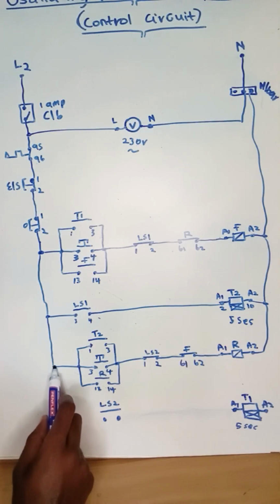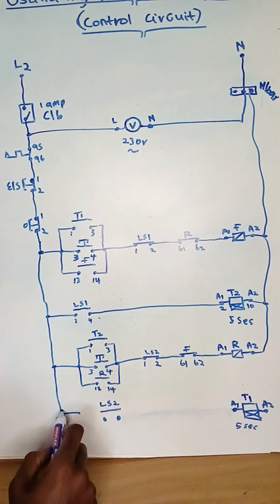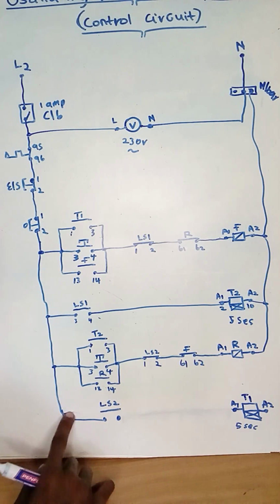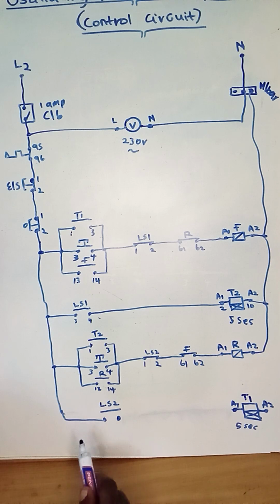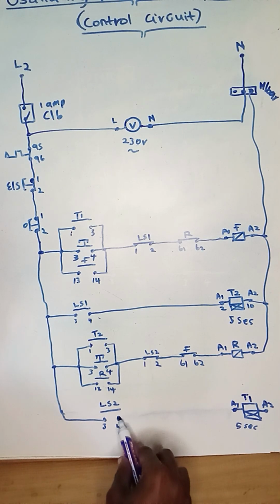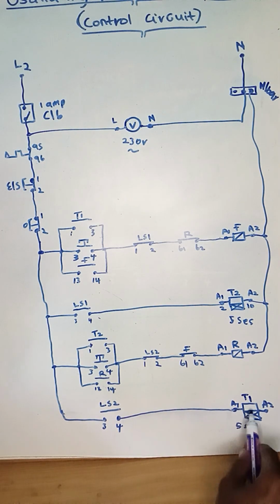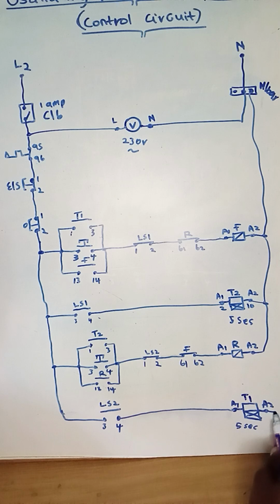And again, we'll bridge our wire after the stop button and connect it to the in point in limit switch 2, normally open, which is 3 and 4, and the out point, which is number 4, for normally open in limit switch 2, will be connected to the in point of timer 1, which is delay on that we have set to 5 seconds, and A2, which is our neutral, will be connected to all the neutrals. Right, now this is our connection.